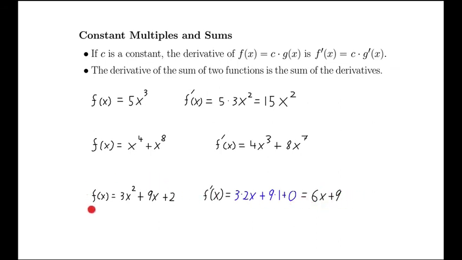When you get good at these, you should be able to go from 3x squared plus 9x plus 2 to 6x plus 9 in one step. So by combining these two rules along with the power rule, we can take the derivative of any polynomial we want, plus all kinds of other functions that are sums of other functions that we know how to take derivatives of.